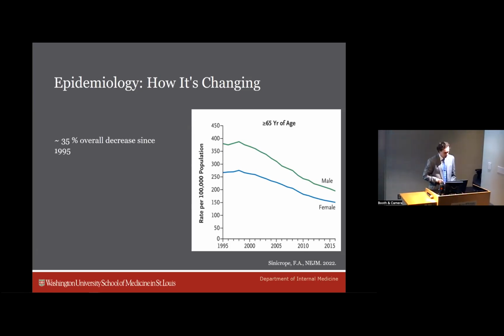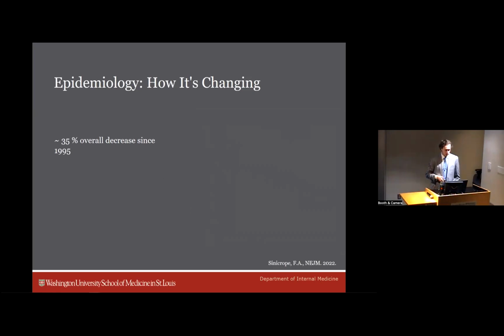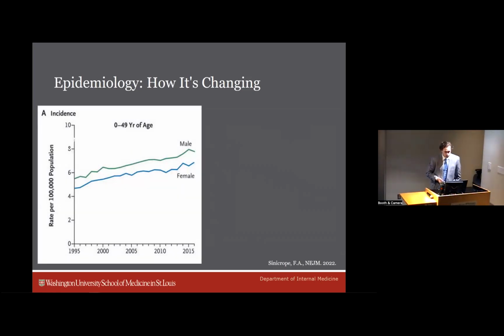And how this has played out is about a 35% overall decrease in incidence in colon cancer, colorectal cancer since 1995. What does this look like in that early onset population? So patients who are 49 and younger. Well, unfortunately, the story is a little bit different.